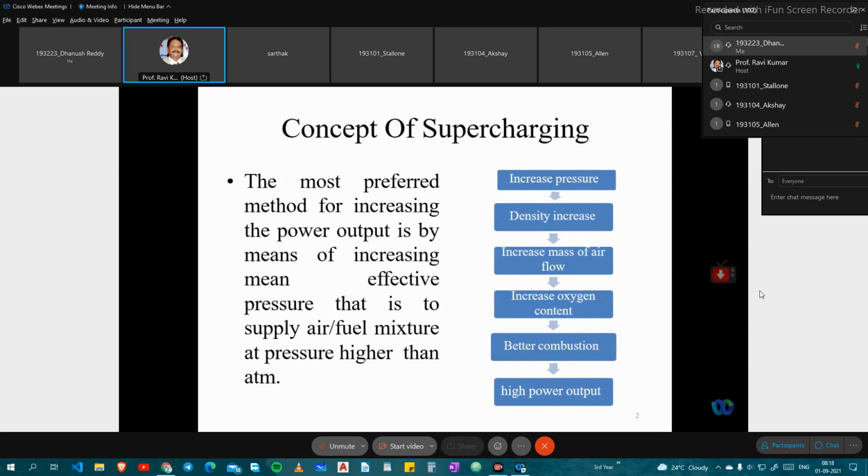And the method is increasing the pressure. If you add a supercharger, it increases the pressure, and the density will also increase. The density of the fuel mixture will also increase.